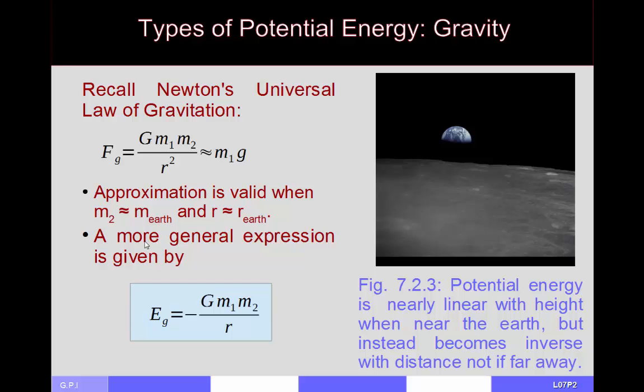And so in order to deal with that, you basically use the expression that the energy, the gravitational potential energy, is negative G m1 m2 over r. So this is how you get the gravitational energy more generally.